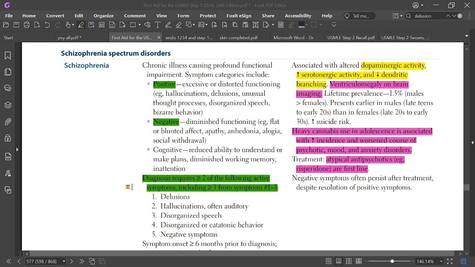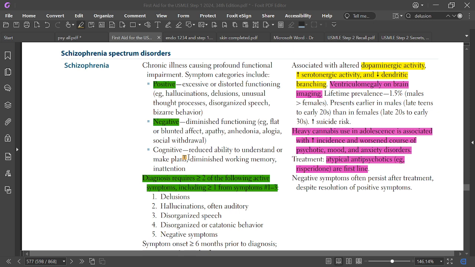It's a chronic illness causing profound functional impairment. Symptom categories: there may be positive symptoms, there may be negative symptoms. Positive symptoms are hallucination, delusion, auditory hallucination, and unusual thought process, disorganized speech, and bizarre behavior. There may be negative symptoms, diminished functioning like flat or blunted affect, apathy, anhedonia, alogia, and social withdrawal.